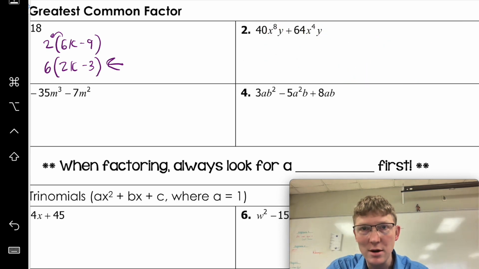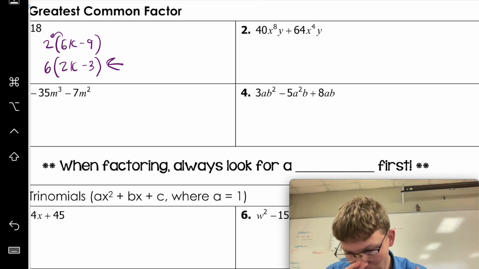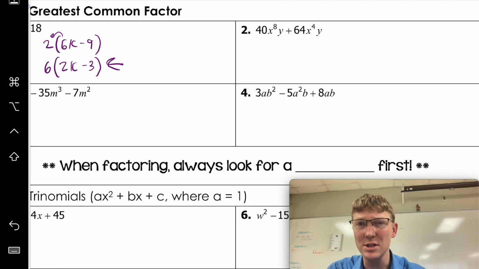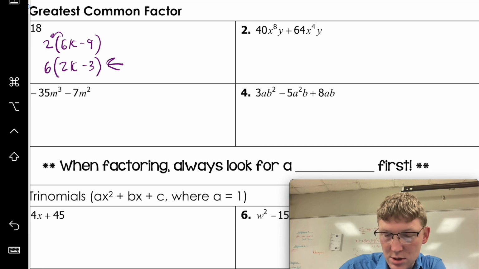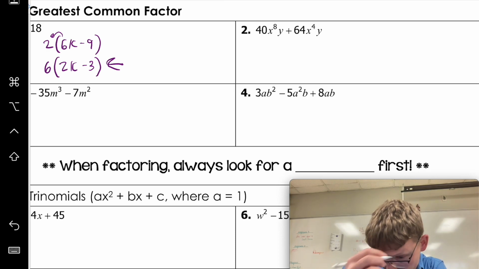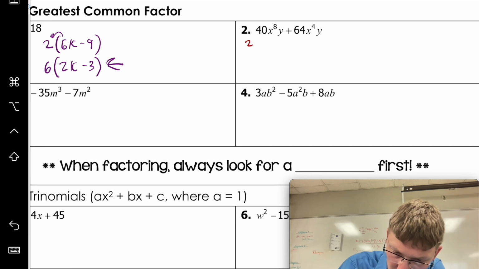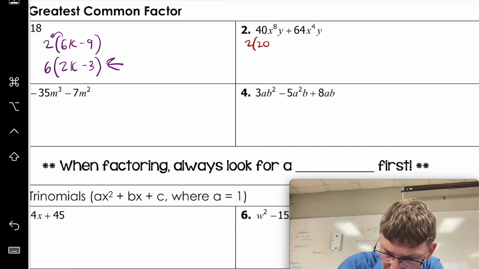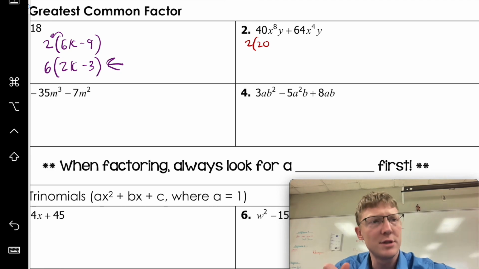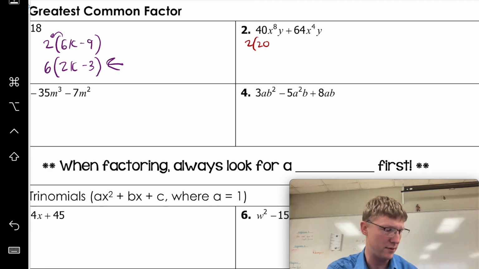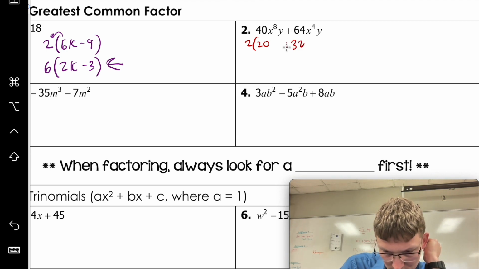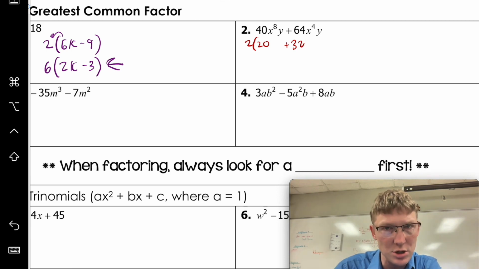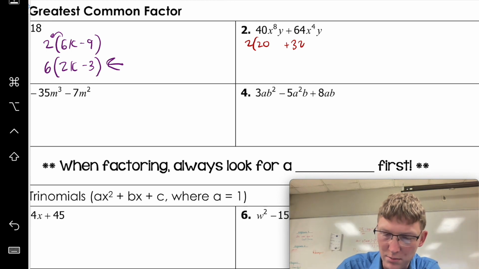Okay, number 2's got some letters in it. That's no problem. Again, you're just going to pull out the things that they have in common. So I'm just going to start with the numbers because to me that's a little bit harder. The first thing I'm looking at, okay, they're both even, so I can pull a 2 out. So when I do that, I'm going to have 20, and then whatever 64 divided by 2 is, because I totally know that off the top of my head. 32, yeah, totally, 32. And I'm leaving some space for the letters because the letters are still there. I'm just not messing with them yet.